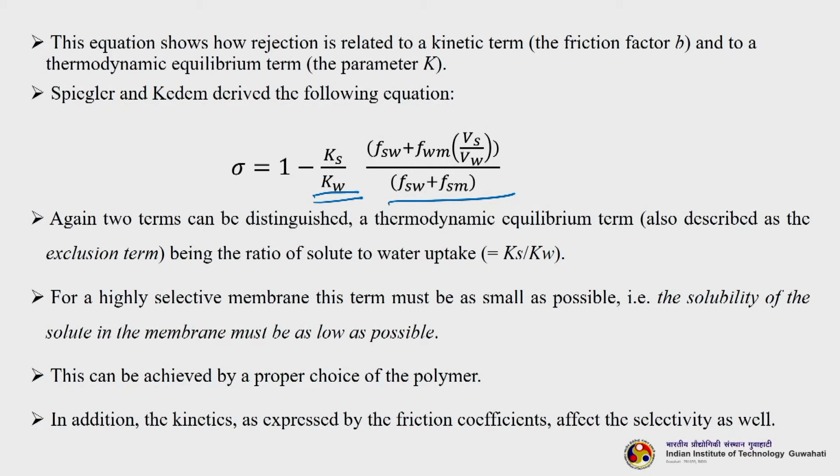Now, what is the inherent meaning of that? The solubility of the solute in the membrane should be as low as possible. That is why this tells us Ks by Kw. How will we achieve this? This can be achieved by selection of a proper polymer. That is why I told you in maybe our second or third class, when we were discussing the polymers and the membrane materials, what the importance is of studying the properties of the membrane material.